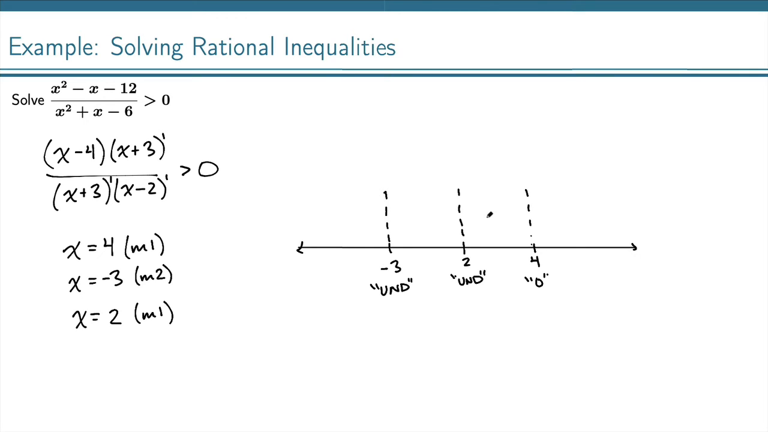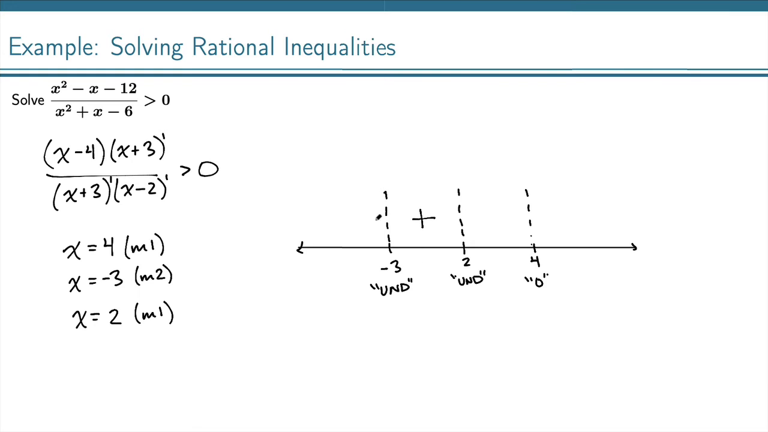Now I need to find out what these different intervals are, whether they're positive or negative. We can plug any number we want from any of these intervals. 0 is a really easy number to plug in, and it's right here between negative 3 and 2. So if I plug 0 into my function, I get negative 12 over negative 6, which is positive 2. So that's positive on that interval.